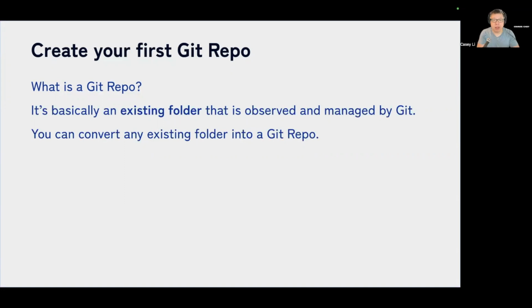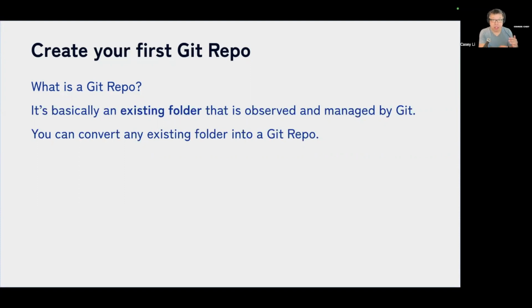A Git repo is basically a folder on your computer. You can picture a folder on your computer, and that folder might have a bunch of files and a bunch of other folders, right? So a folder on your computer that is observed and managed by Git. You can basically tell Git, hey, I want to start monitoring this folder. I want to start observing this folder for any changes that happen, and I want to record those changes. So any folder on your computer that is monitored or managed by Git is called a Git repo.